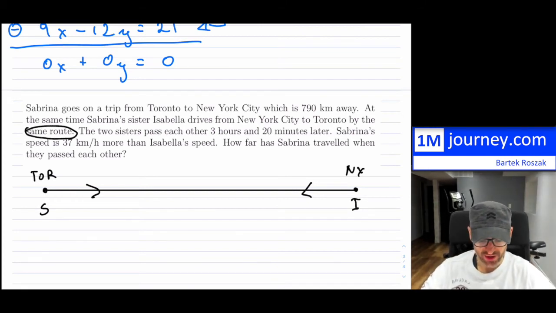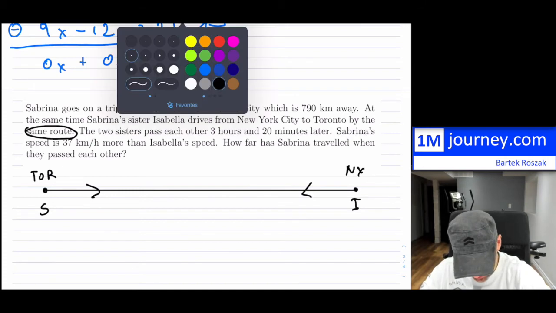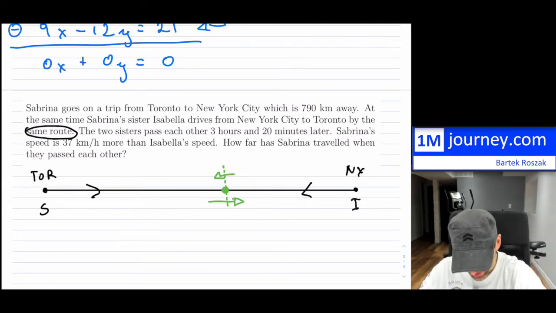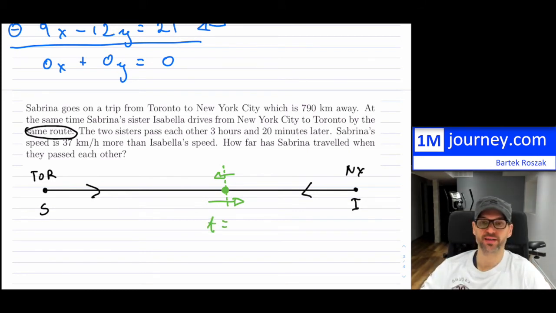And now they pass each other. So there's going to be some point. Now, of course, we don't know exactly where that point is. So there's going to be some point that they pass each other. One is going in this direction, and the other one is going in this direction. So they're telling us that they pass each other at the time, 3 hours and 20 minutes. All right. So you can either keep it in hours or in minutes.